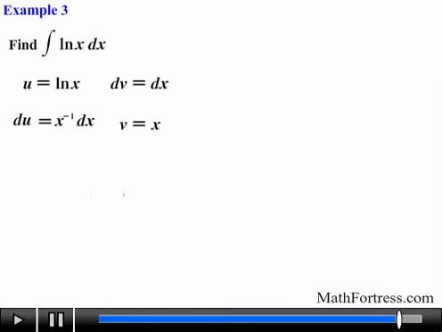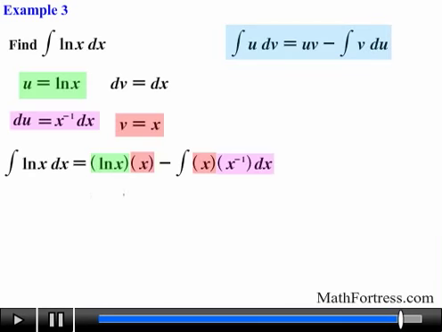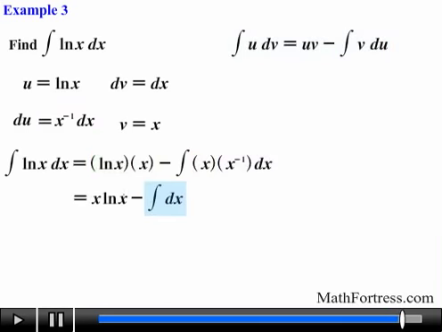Substituting these functions into the integration by parts formula, we obtain the following. And finally, taking the integral of dx, we obtain the final integral of the natural log of x to be equal to x times the natural log of x minus x plus c. This example illustrates that we can actually use integration by parts to find the integral of a single function. It's just a matter of spotting and creating a second function. In this case, it was the constant function 1 dx.